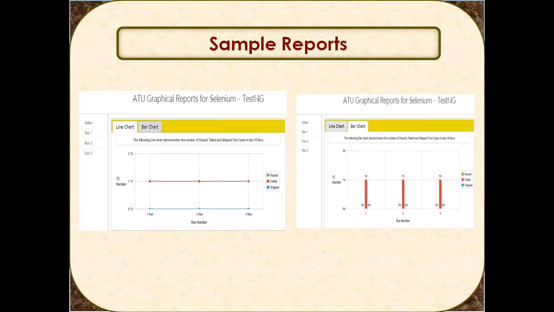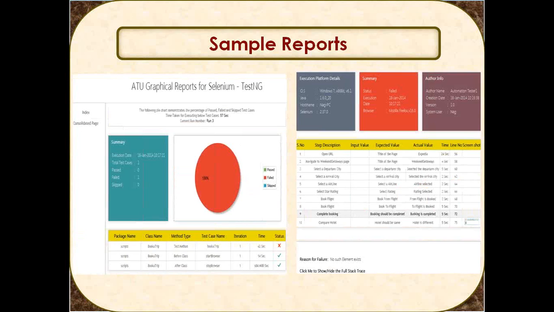Let me show you some of the reports. This is how the report looks like. If you want, you can create bar charts, or if you want, you can create line graphs, whatever you want. This is a summary report which I am talking about, it shows how many methods passed or how many failed.